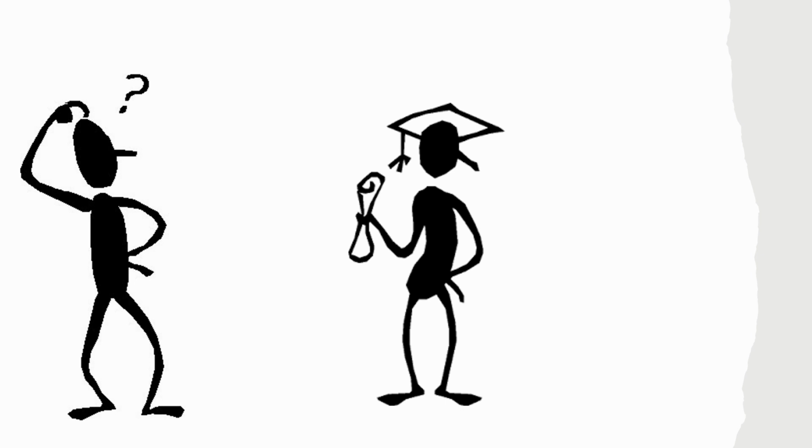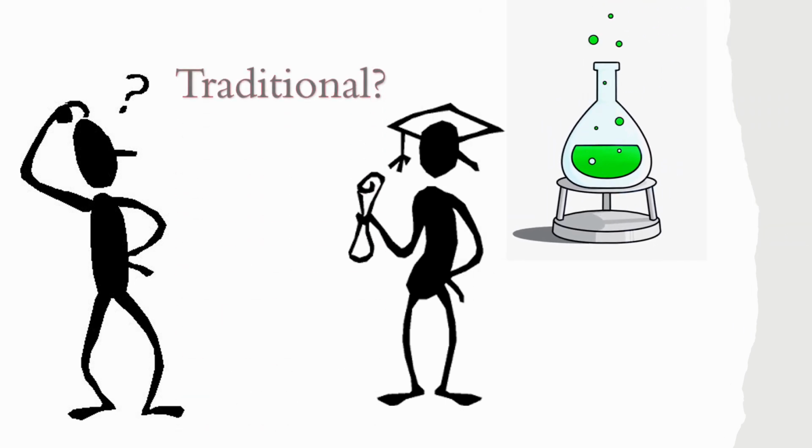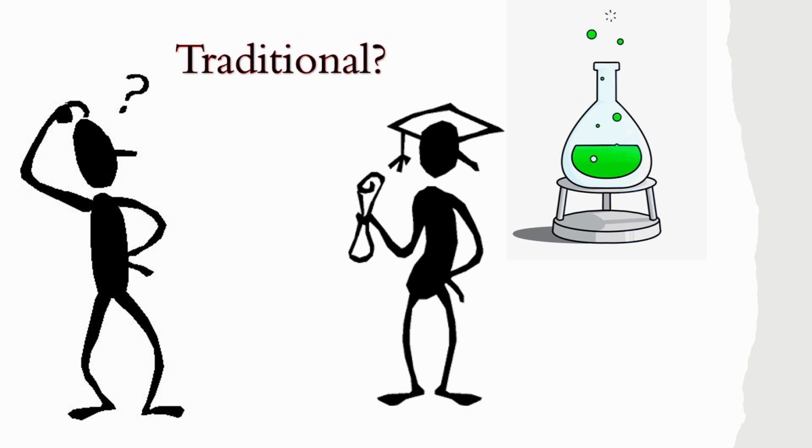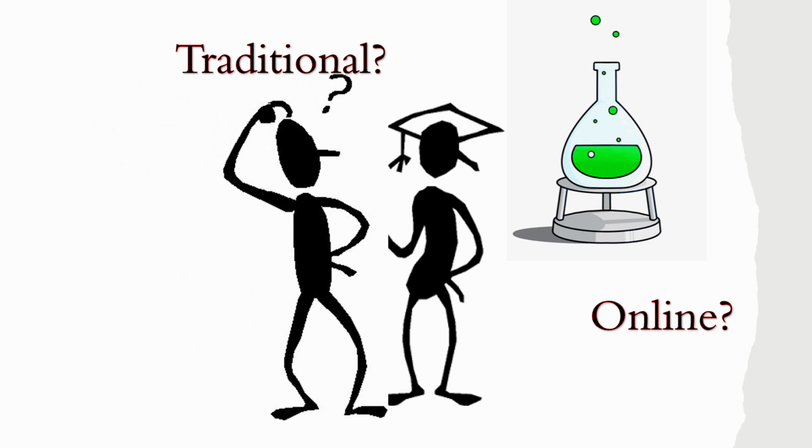Are you an adult considering going back to school to get a degree in chemistry? Today, there are many options available to you. Which should you pick? The traditional model? Perhaps the online model? Which method will help you reach your goal?